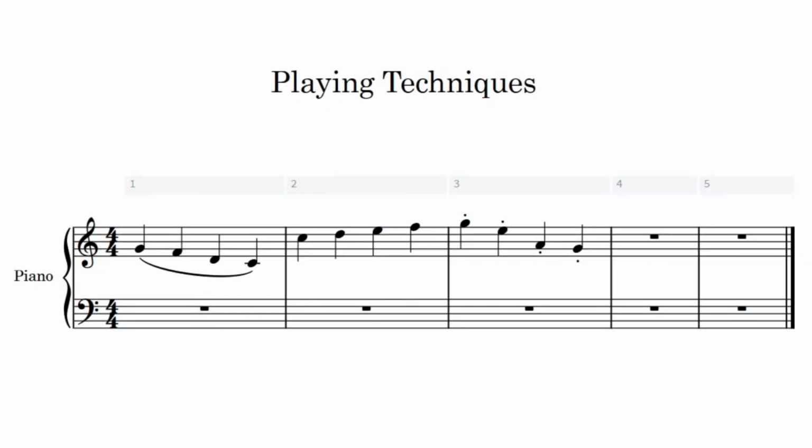Let's continue a little more about reading notes with playing techniques. We learned how to play the different playing techniques on the piano, but how are they indicated on a piece of paper? Here we have all 3 different types.